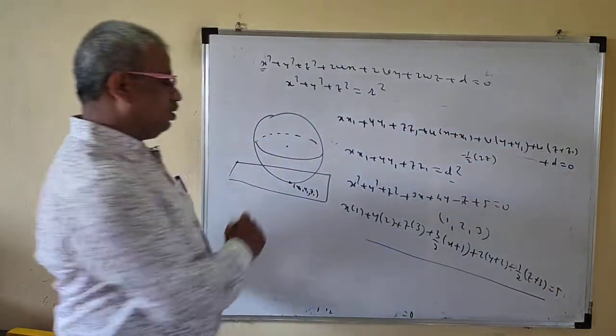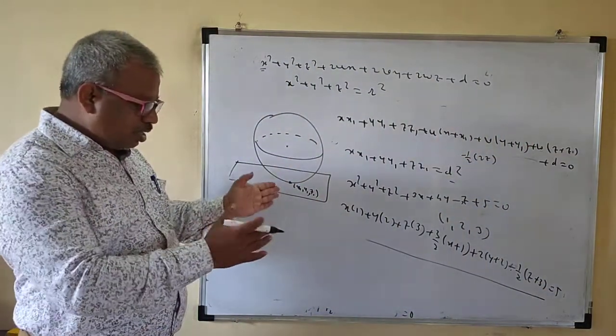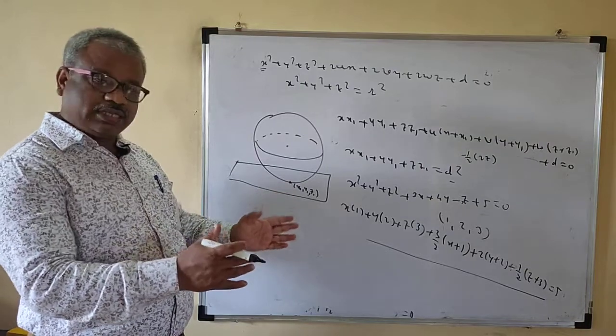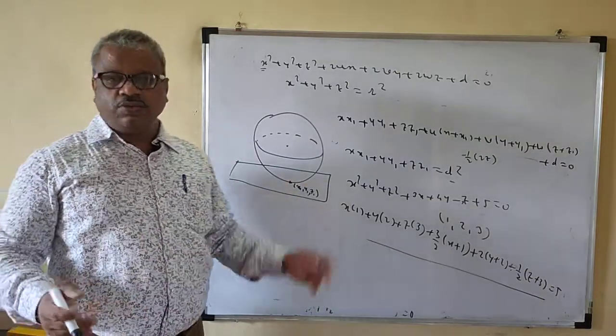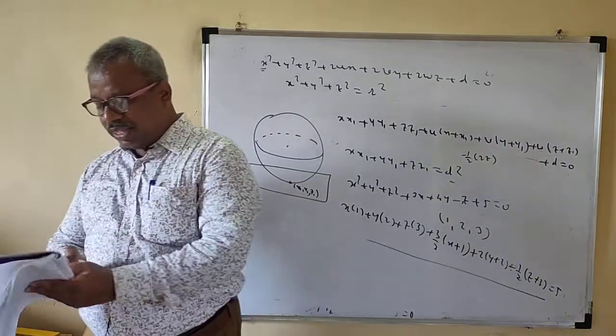Then you have to simplify this. You have to collect the x, collect the y, collect the z, and collect the constant term. You will get the equation of the tangent plane.